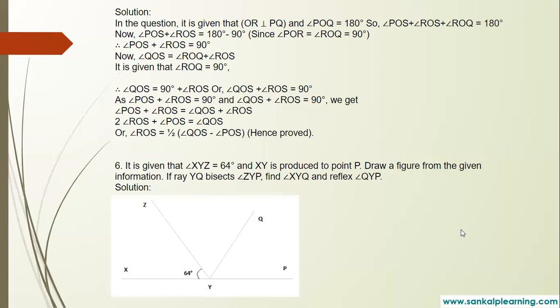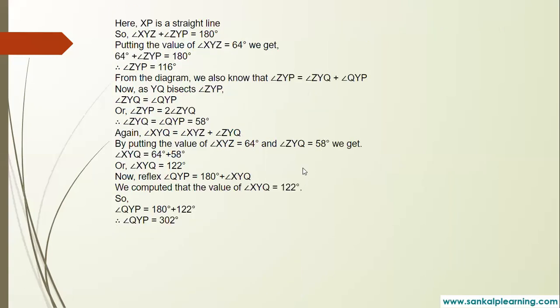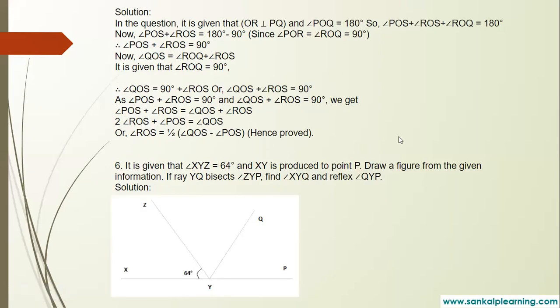Next question. 6th one. It is given that angle XYZ is equal to 64 degree and XY is produced to point P. Draw a figure from the given information. If ray YQ bisects the angle ZYP, find XYQ and reflex angle QYP. I will draw the figure, children.